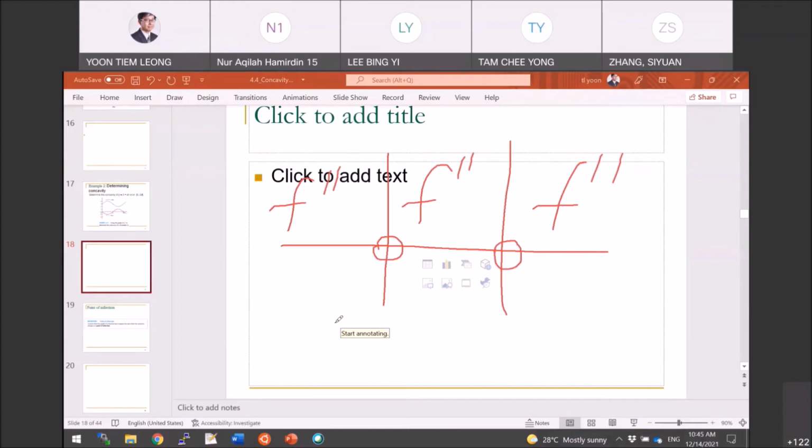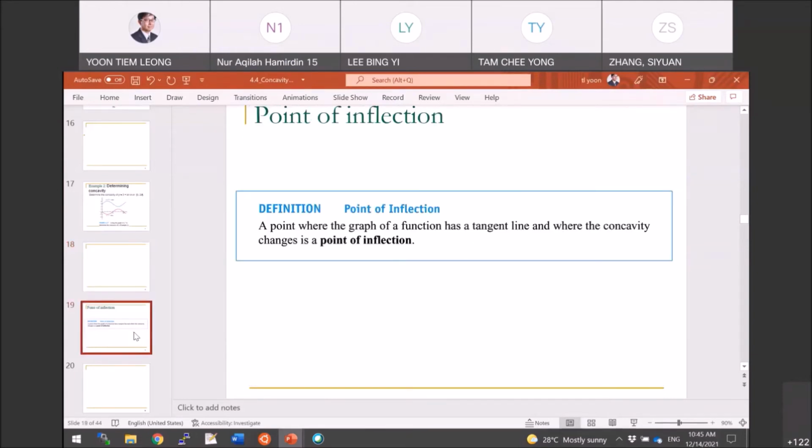For the case of inflection point, it is the sign of f prime prime that is going to change. So here we define what we call a point of inflection, or inflection point: a point where the concavity changes, and at the same time, at that point, you have a function's tangent line defined at that point.